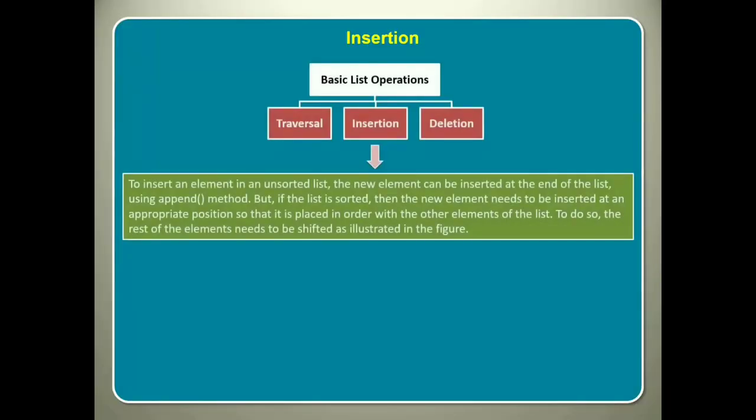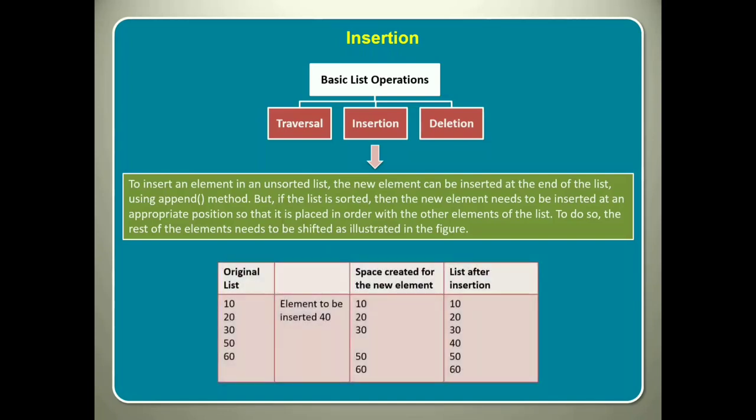If you wish to insert an element in an unsorted list, then you can insert the new element at the end of the list using the append method. But if you have a list which is sorted, then the new element needs to be inserted at an appropriate position so that it is placed in order with the other elements of the list. To do so, the rest of the elements need to be shifted as illustrated in the figure.